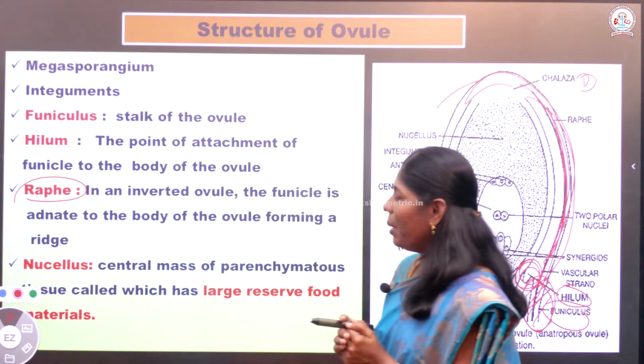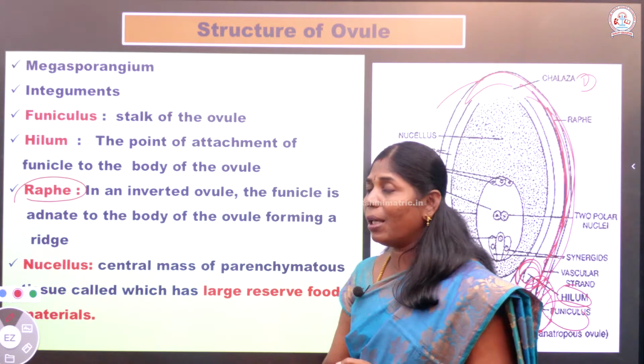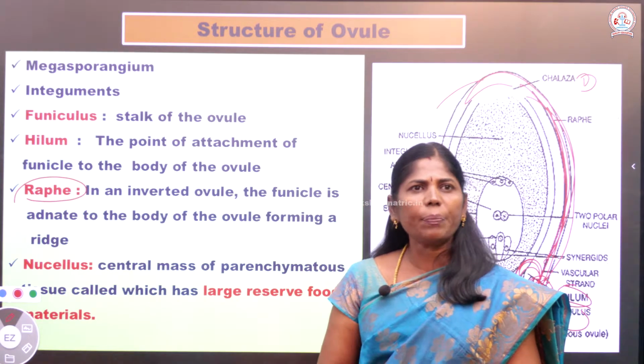Okay, so another very important term, raphe. That is an inverted ovule. The funicle is adnate to the body of the ovule, forming a ridge. That is known as a raphe.